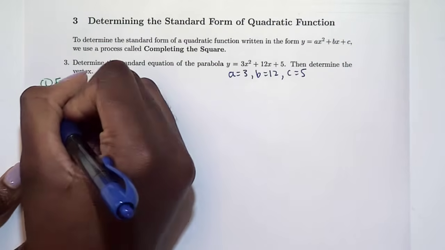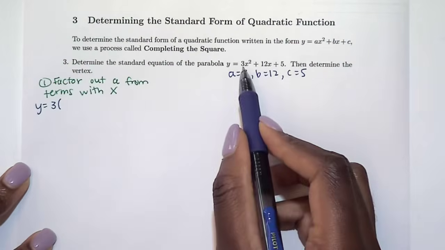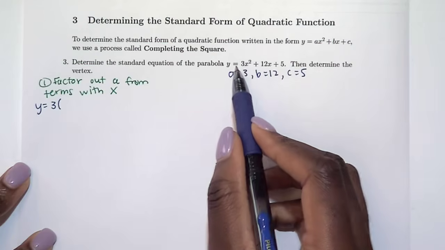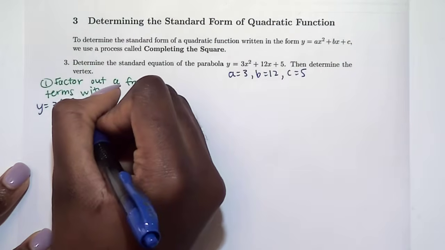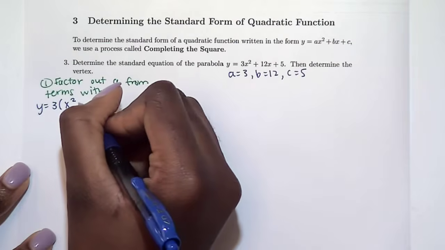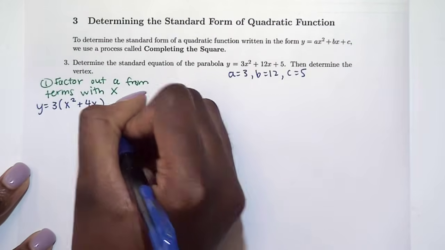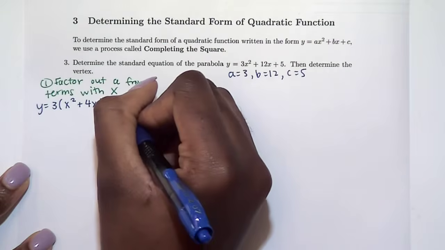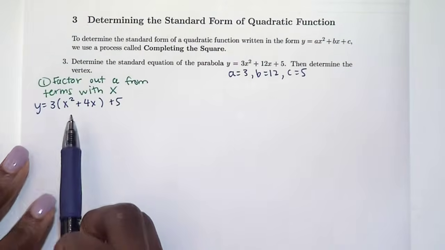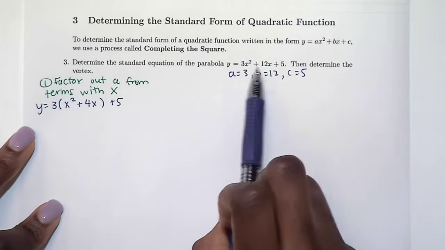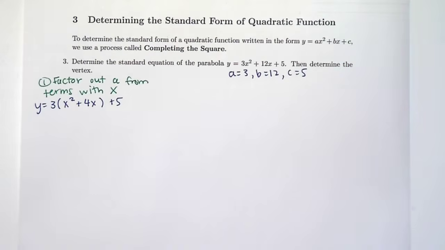So we'll have y equals 3. And so when we factor it out from the first term, we're going to be left with x squared. And from the second term, we're going to be left with 4x. And then we'll have our plus 5. So we should still be able to multiply this back out and get exactly what we started with. So we haven't changed the problem.